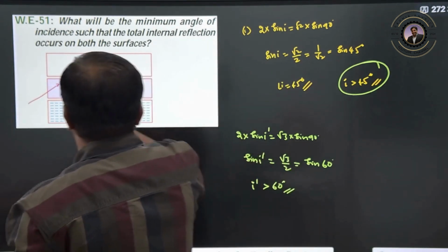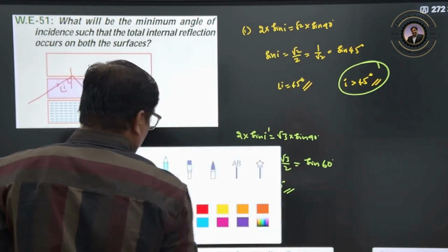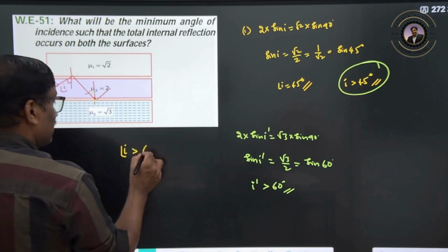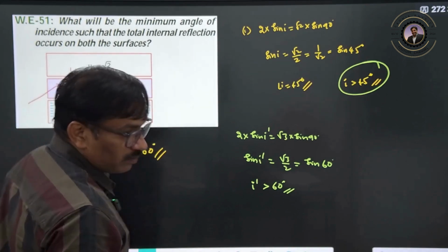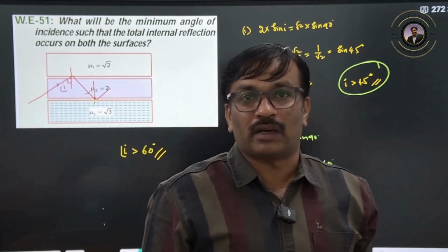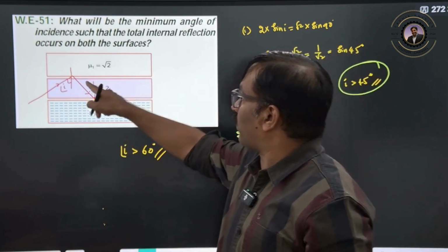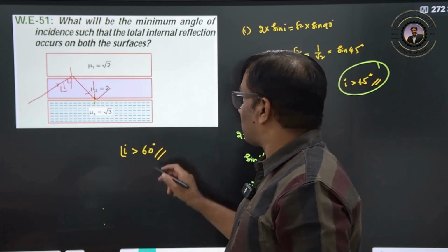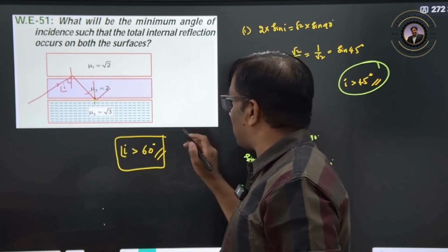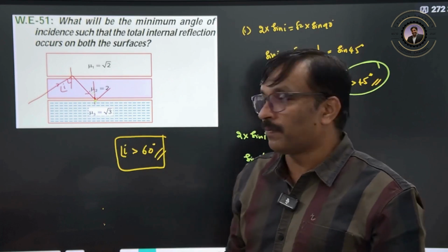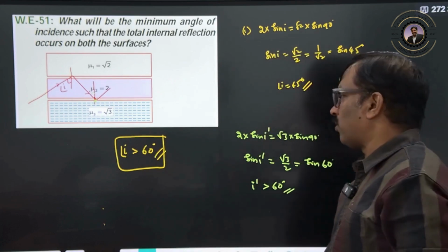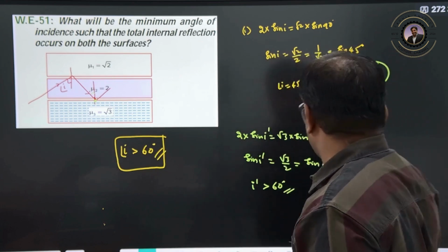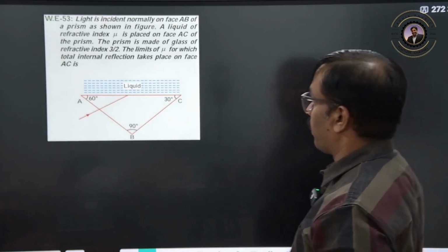So, compulsorily, for both surfaces to undergo total internal reflection, the angle of incidence should be greater than 60 degrees. Then only will total internal reflection take place at this point and at this point. Clear? So the answer will be greater than 60, not 45 degrees. This kind of confusion will be there, so you can solve it very easily. Clear? Now, let us see one more question.